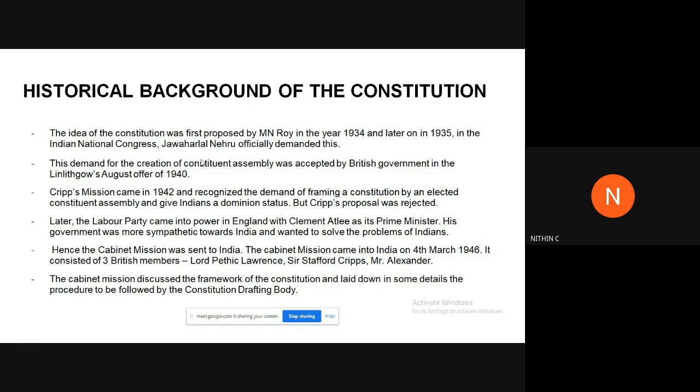So the second mission, that is the Cabinet Mission, was then sent to India. The Cabinet Mission came to India on 4th March 1946. It consisted of three British members, Lawrence, Stafford Cripps and Mr. Alexander. The Cabinet Mission discussed the framework of the constitution and laid down in some detail the procedure to be followed by the constitution drafting board.